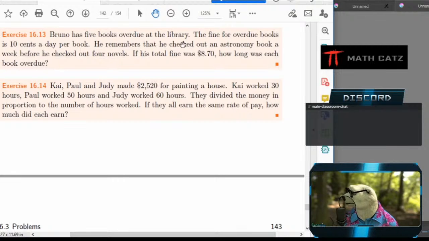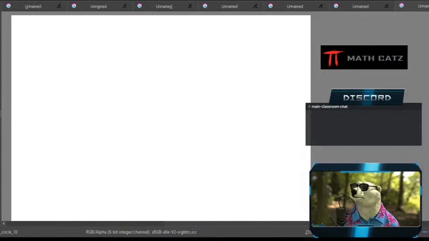Bruno has 5 books overdue at the library. The fine for overdue books is 10 cents a day per book. He remembers that he checked out an astronomy book a week before he checked out 4 novels. So he has 4 novels and an astronomy book, and his total fine is $8.70. How long was each book overdue? So here we want to write our final answer, our concluding sentence, as the novels were overdue this many days, the astronomy book was overdue this many days.